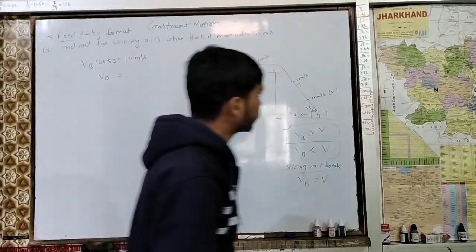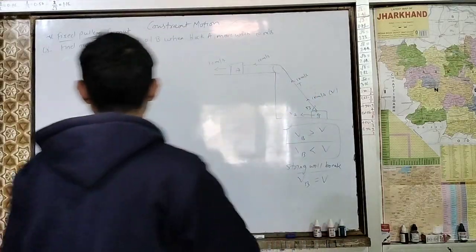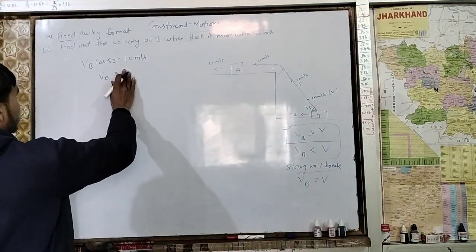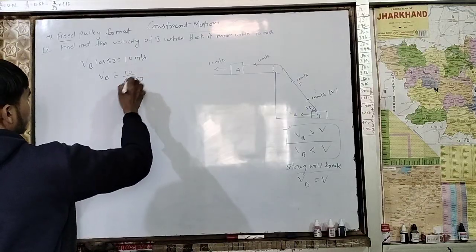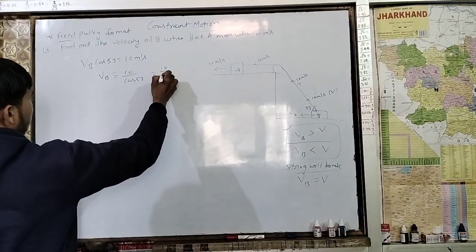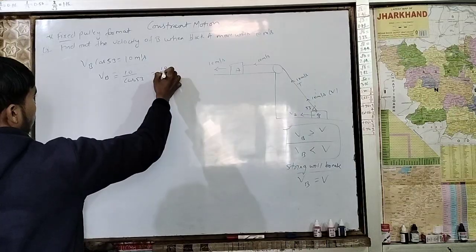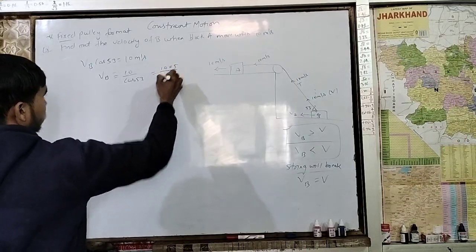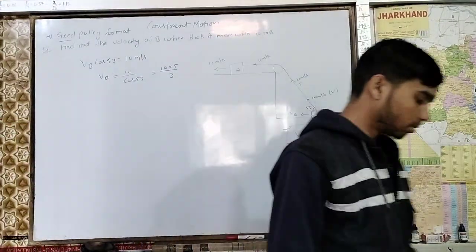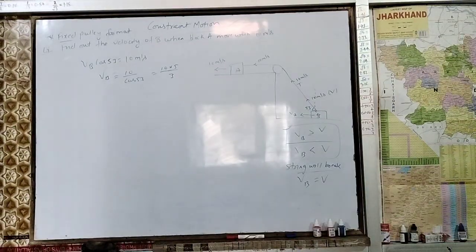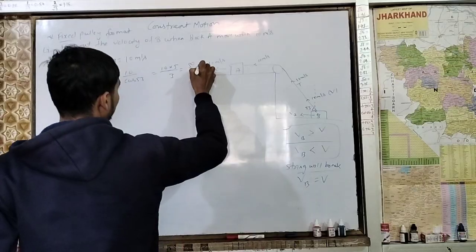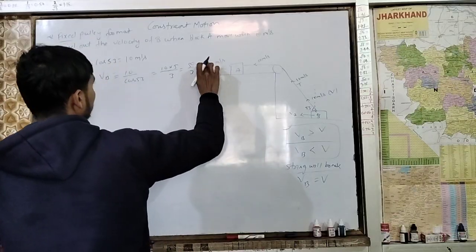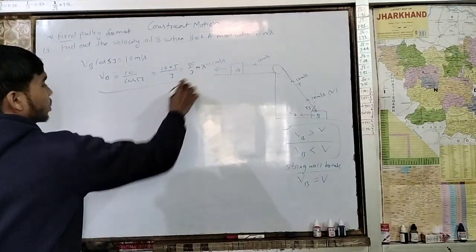So cos 53 is 3 by 5. We can write 10 upon 3 by 5, multiplied by 5 by 3. Your answer would be 50 by 3 meter per second. This is our velocity of B.